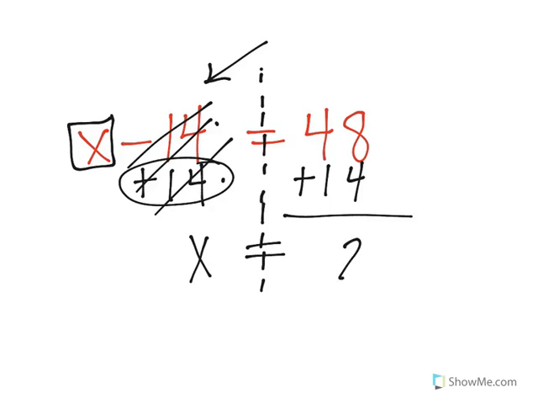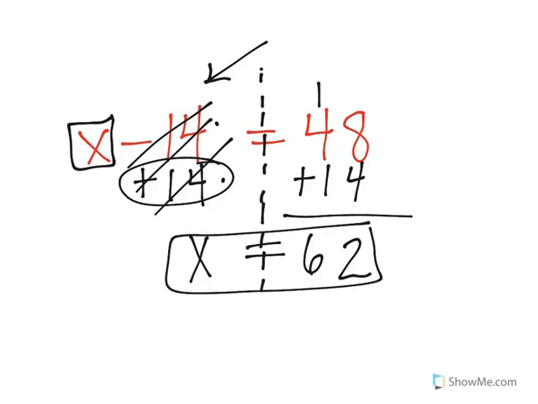So 8 plus 4 is 12. Carry the 1. 4 plus 1 plus 1 is 6. So 62. You have just now solved for the variable by doing the opposite operation and getting it by itself. But I want to go ahead and check my work.